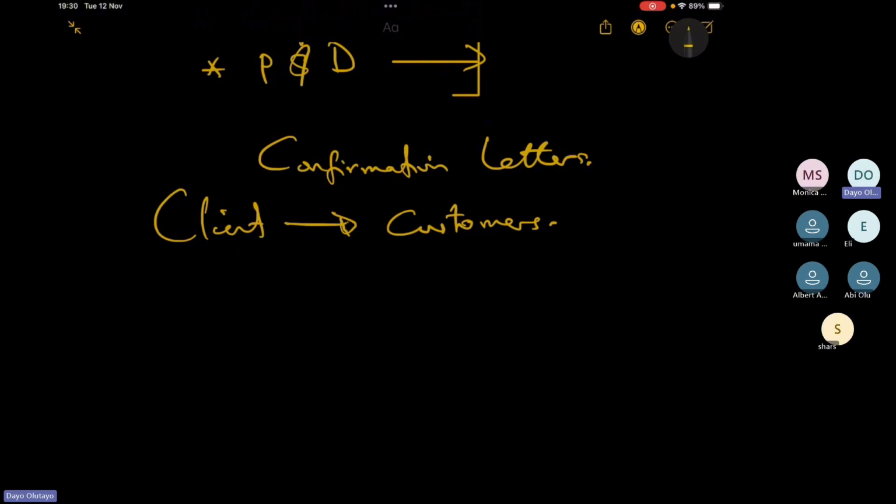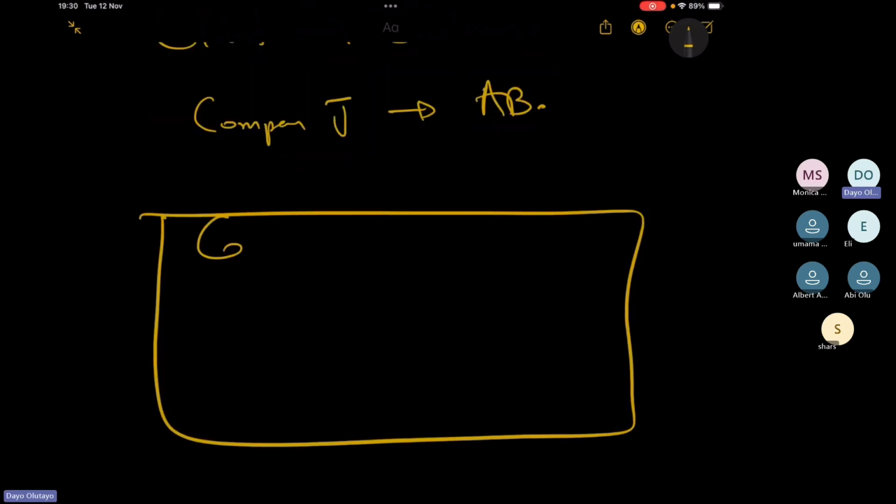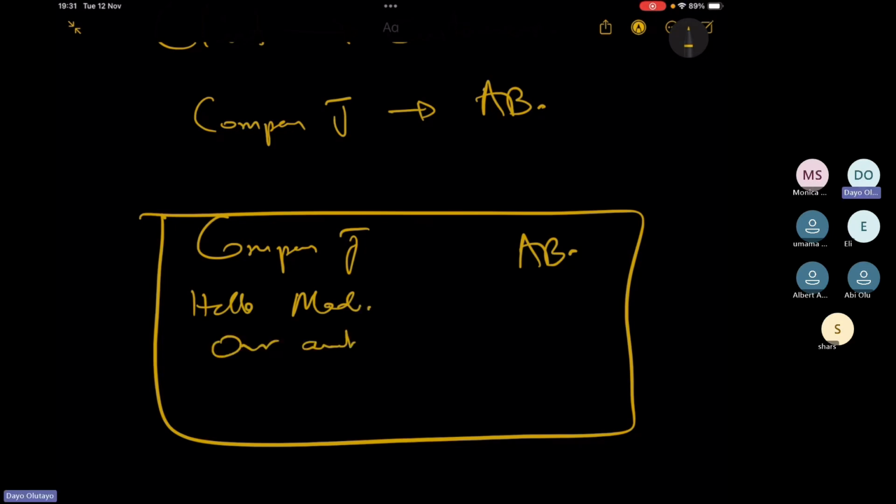Something like this. Let's say your client is company J and your customer is AB. The address on that letter will just be like this. Assuming this is a letter, this will be company J, and they are writing to AB. And they are saying, hello, madam, our auditor would like to know the balance that you are owing us. That's one way of writing it.